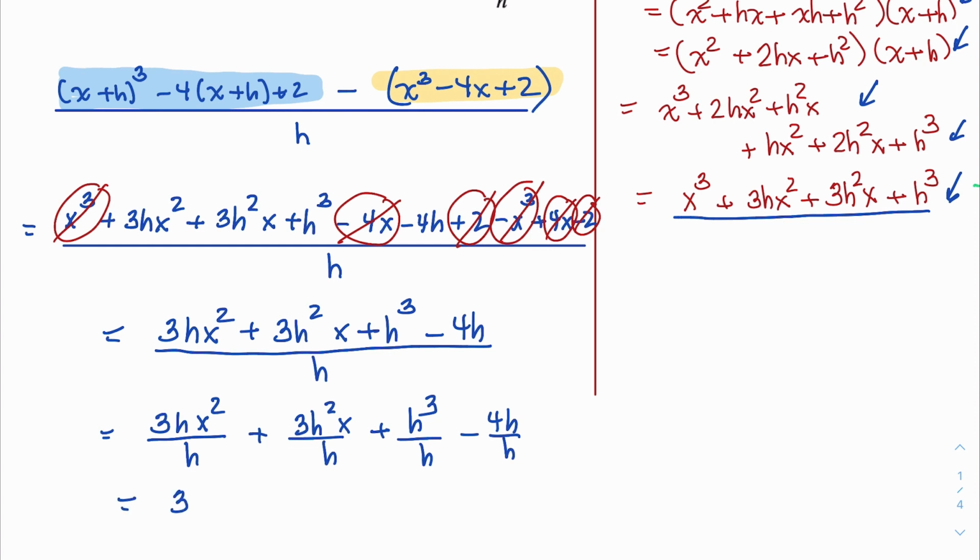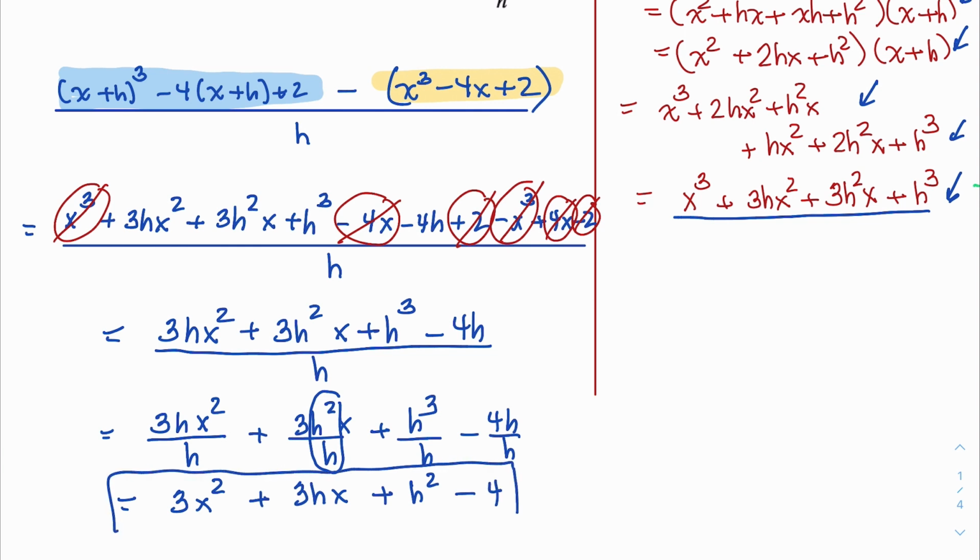So this is 3x squared plus, now the h squared over h will simplify to h, that's 3hx. H to the third divided by h is h squared, and 4h divided by h is 4, and that is as simplified as our difference quotient can get. So there is our final answer.